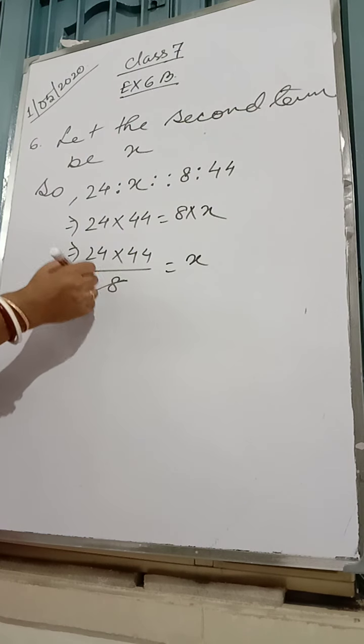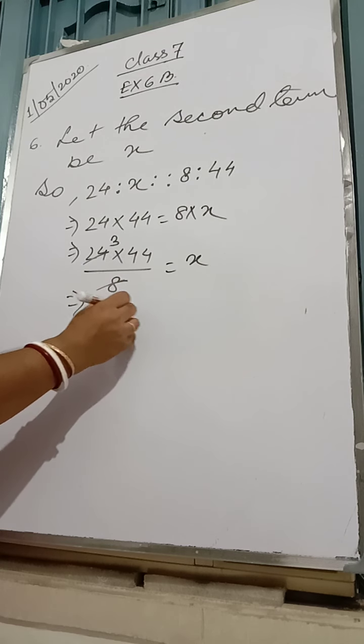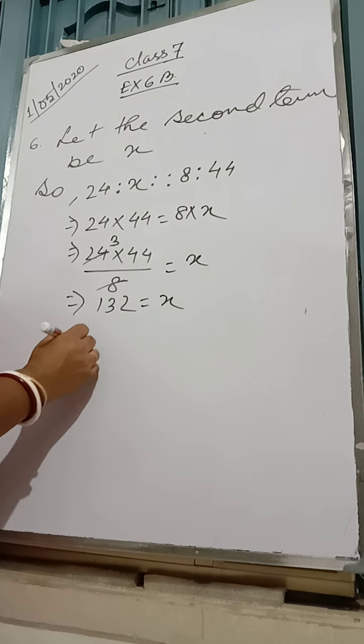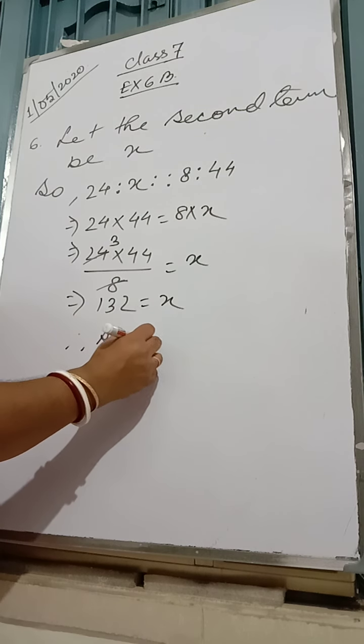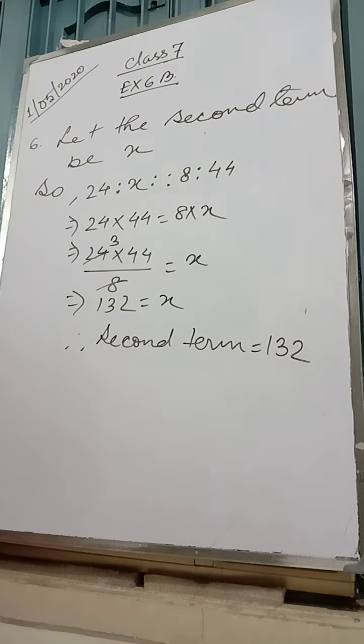Is it? 8 3s are 24, or 132 is equal to x. So the second term is equal to 132.